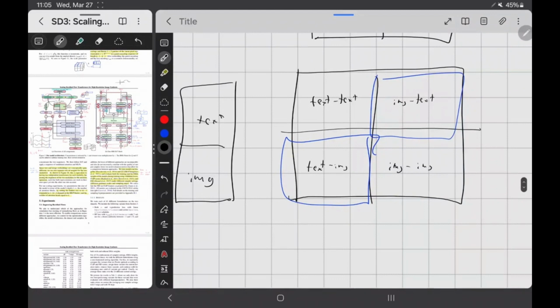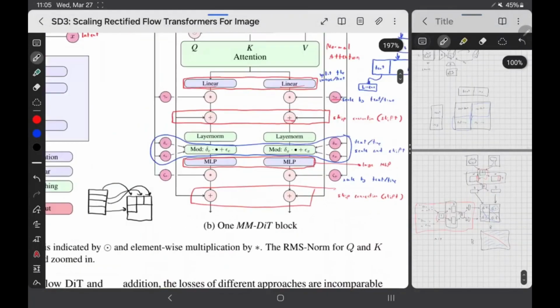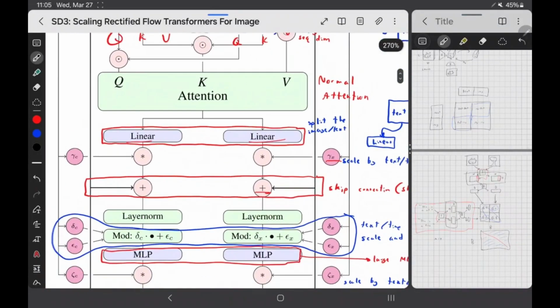And this essentially still allows self-similarity between the text and text, the images and images, and it allows cross-similarity between the images and text and the text and images. So it allows mixing of information, but also information to be manipulated within the modalities themselves. So they just concatenate them, and then they do normal softmax attention.